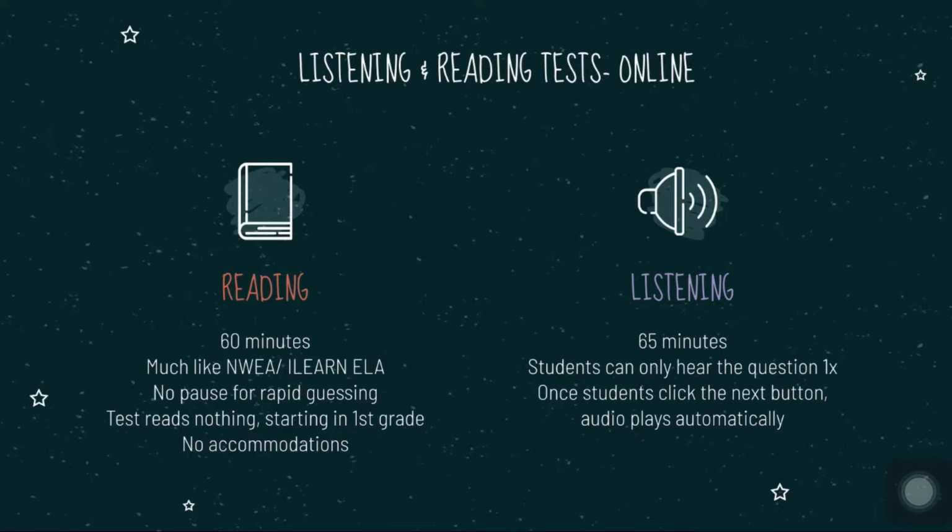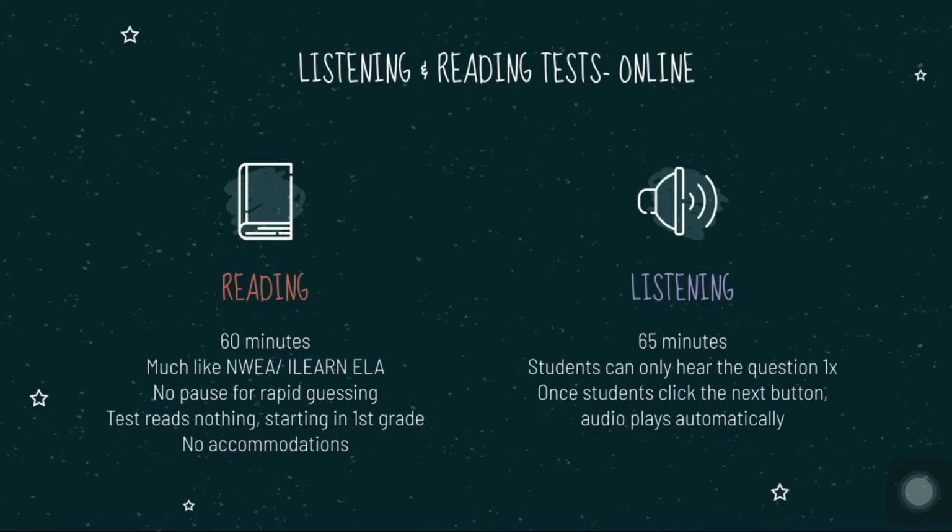The reading test is the most familiar test format for students. It looks a lot like NWEA, iLearn, or any other ELA standardized test. For elementary students, there is no pause for rapid guessing. Test administrators have to be very careful to be watching for student effort because students can't go back once they've completed a question. Students begin taking this test online in 1st grade, and unlike any other reading standardized tests, ACCESS reading does not read students the directions in 1st grade. They must read everything on their own. There are almost no accommodations available to any students, regardless of student disabilities.